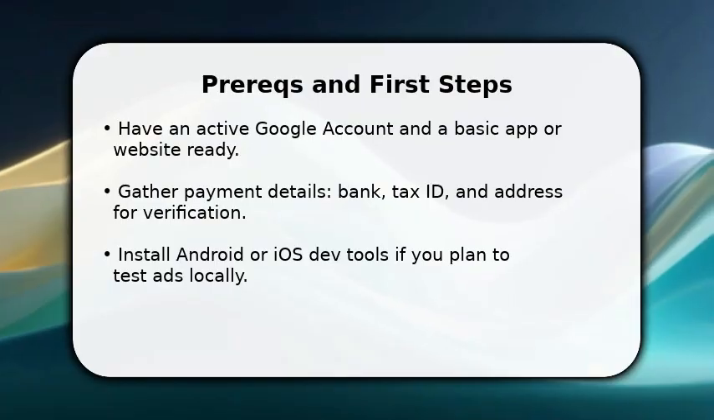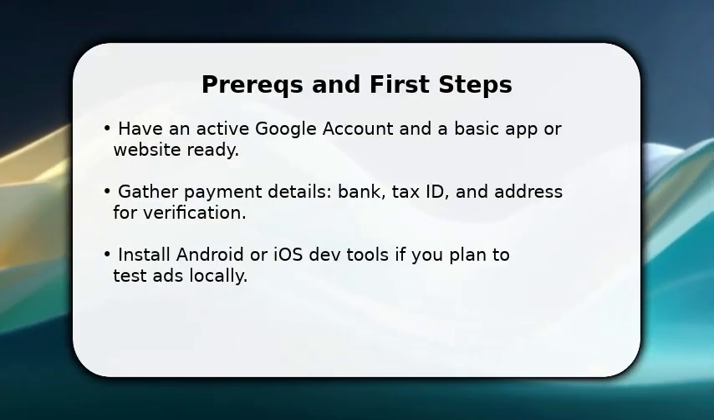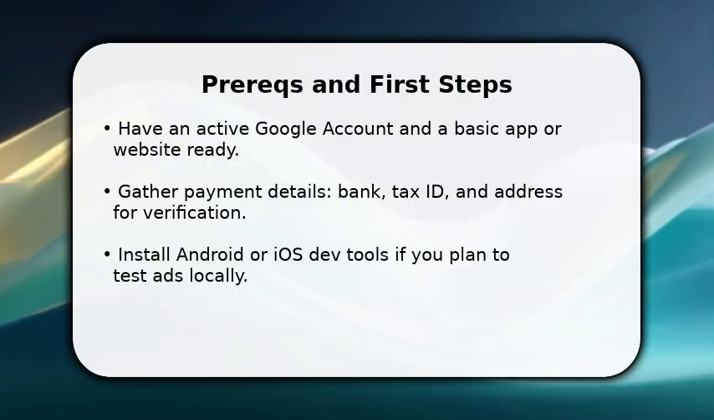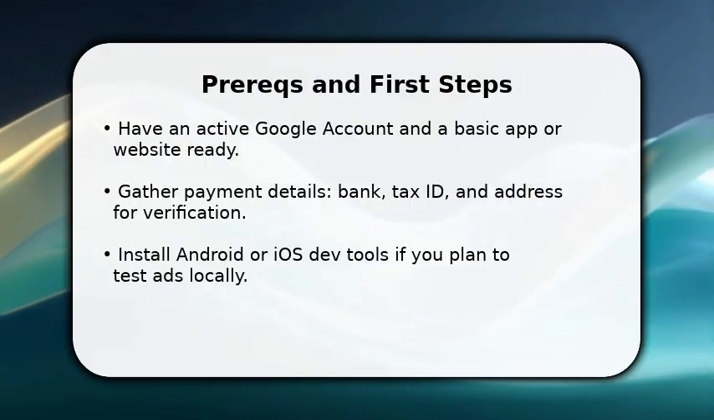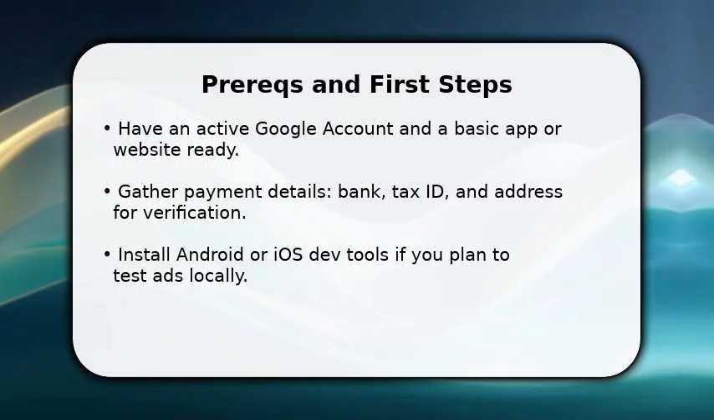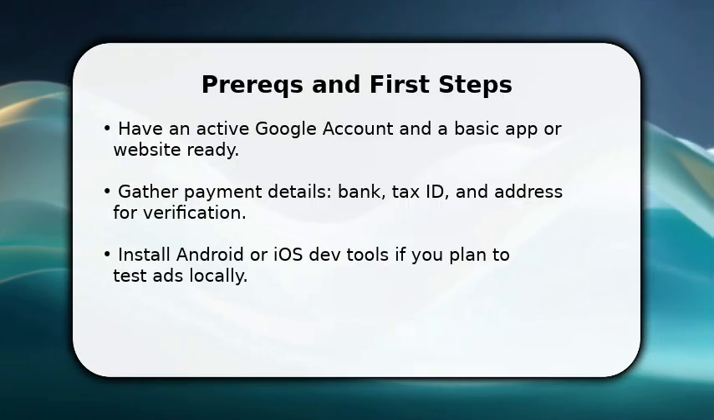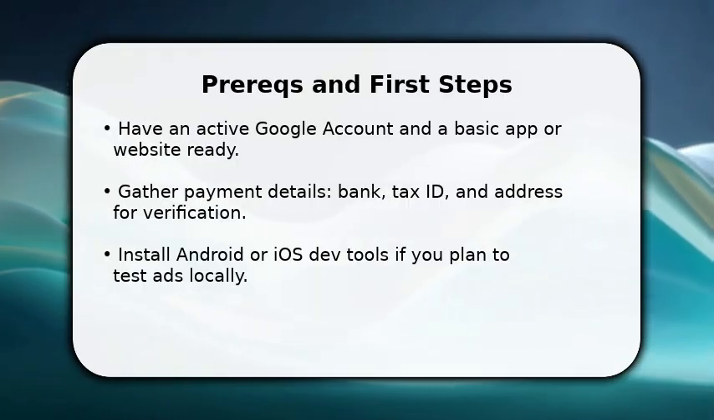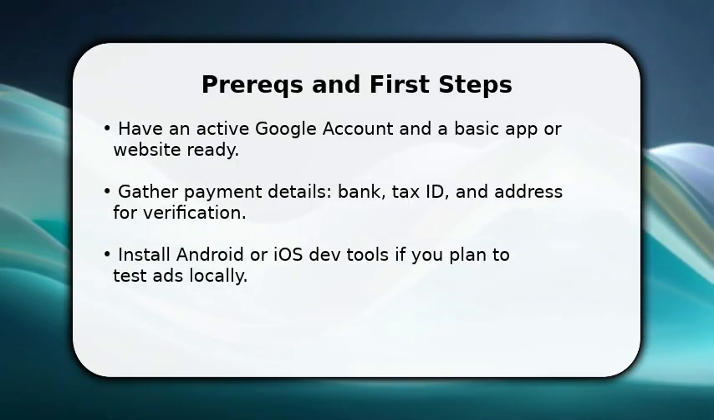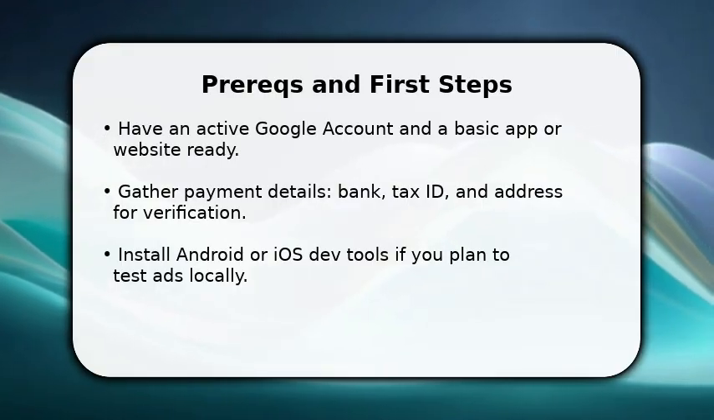You start by confirming prerequisites: a Google account, an app or site to monetize, and payment/tax details for payouts. Once done, open the AdMob sign-up page and sign in with that Google account. Make sure to accept terms and choose the correct country and currency because those affect payments.